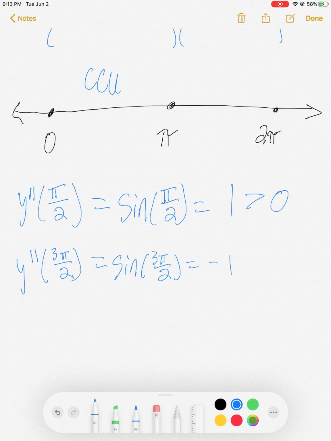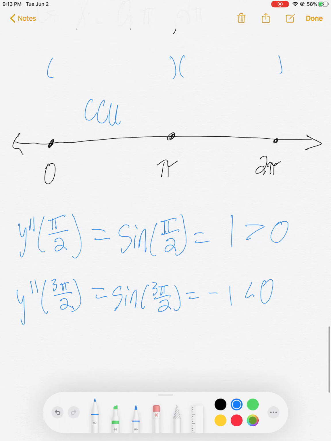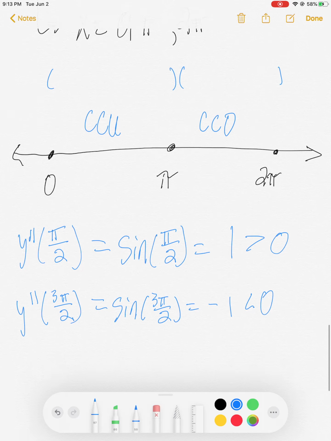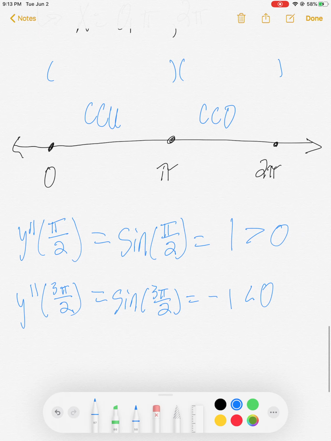Now, similarly, we need to check something in the other interval from pi to 2 pi. I'm going to go with 3 pi over 2. That is just sine of 3 pi over 2, and that is just -1, which is less than 0. I kind of glossed over this the first time, so let me emphasize here.